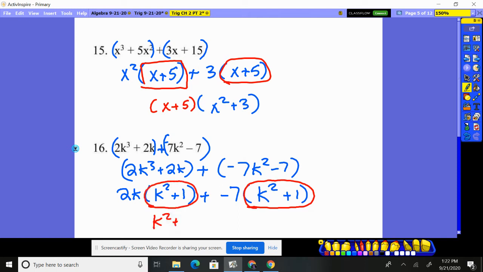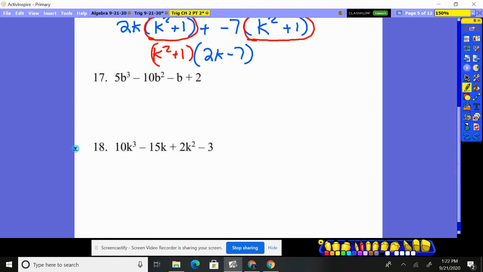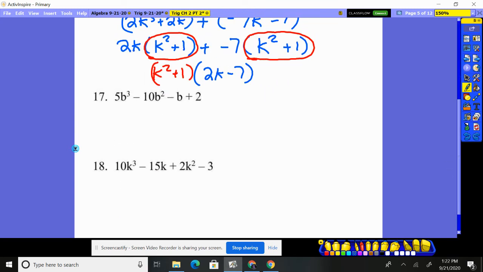So we can factor it out front and leave behind the 2k plus negative 7, but we'll go ahead and rewrite it as the minus 7. That's a little tricky, so we have to be very careful with that one. 17. Oh, same thing. Notice you have a minus there. We're going to change that subtraction, subtract b, to a plus and negative b. Group here and group here.